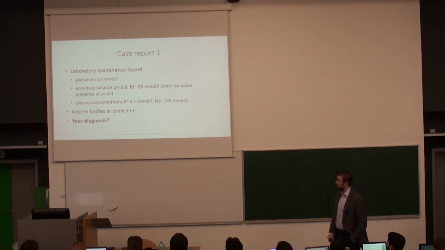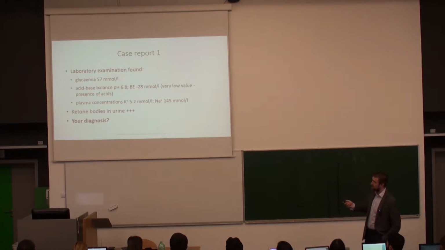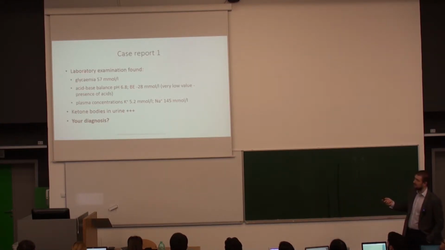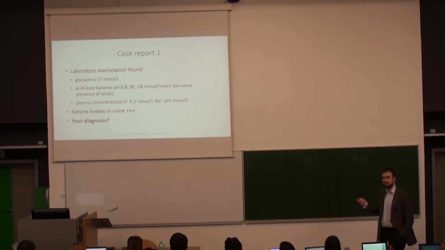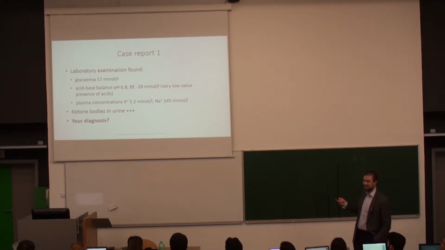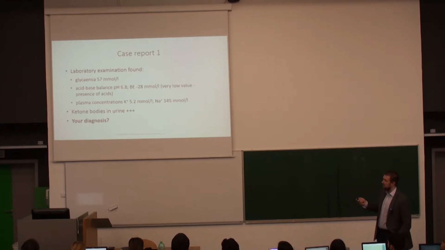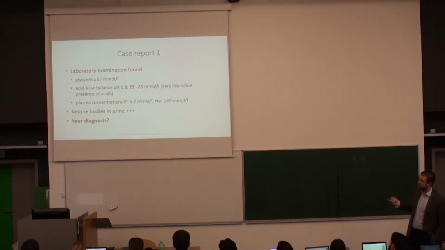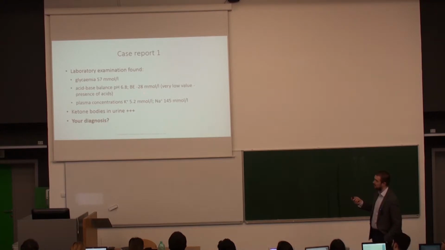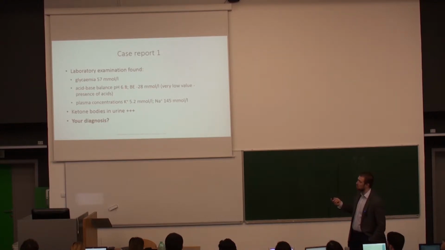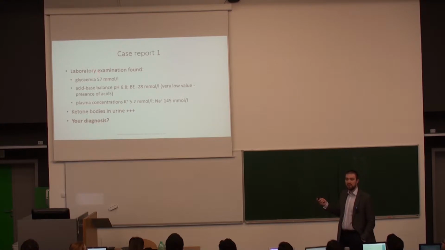If we look to the laboratory examination, here are the results. The glycemia is 57. Is it normal? No, typically in fasting state it should be below 5.6. We do not know whether this is fasting or not, but still it's extremely high. In the acid-base balance parameters, you have pH 6.8, base excess minus 28 millimoles. So what's the normal pH of your arterial blood? 7.4, so this is low. And base excess correspond with this.